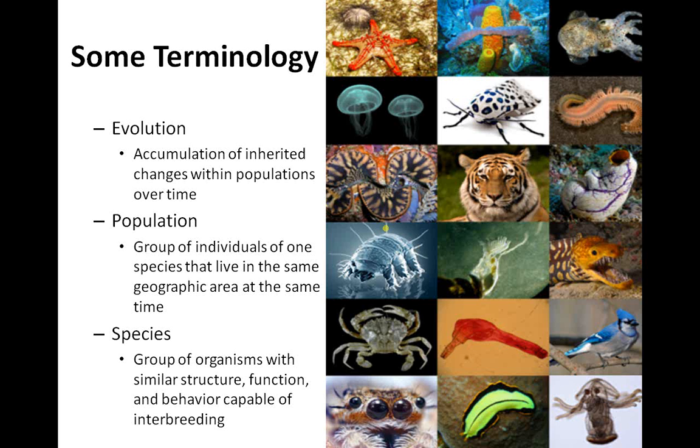When we talk about a population, we're talking about a group of individuals of one species that live in the same geographic area at the same time. Now, this definition seems pretty basic, but there are some really important parts to it. First off, a population is of an individual species. They're all of the same species, which means that they are capable of interbreeding. They live in the same geographic area, and they live there at the same time. And if you look at the definition of species, you also have this idea of behavior, that they have similar structures, similar function and behavior.